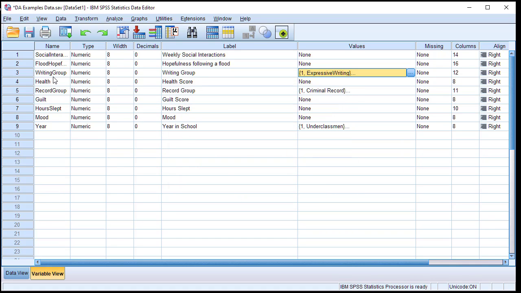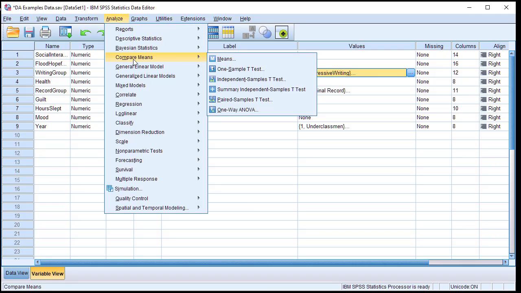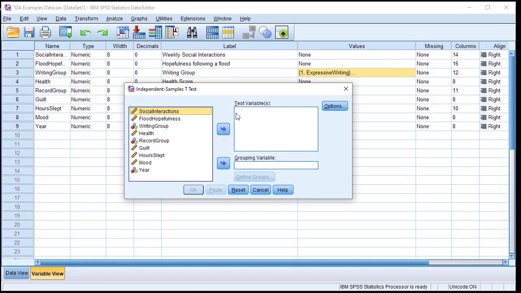Okay. Now, we're going to use writing group to group by, and we're going to use health as our measurement. So we're going to measure health grouped by writing group. We can do this by going to Analyze, Compare Means, Independent Samples t-test. We put the test variable, which is what we're going to measure, into the test variable box. So the test variable is health, and our grouping variable is going to be writing group.